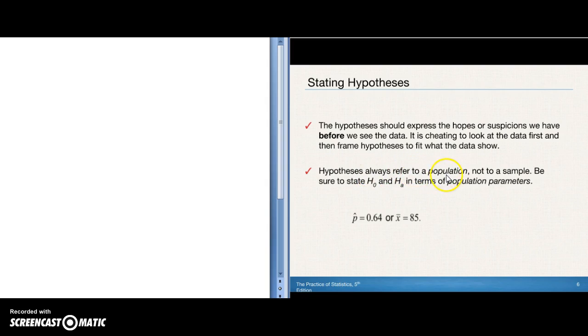Hypotheses always refer to the population. So that's why we were saying population parameters before. And then it is never correct to write a hypothesis with our statistics. So no p-hats or x-bars when we're writing our hypotheses.